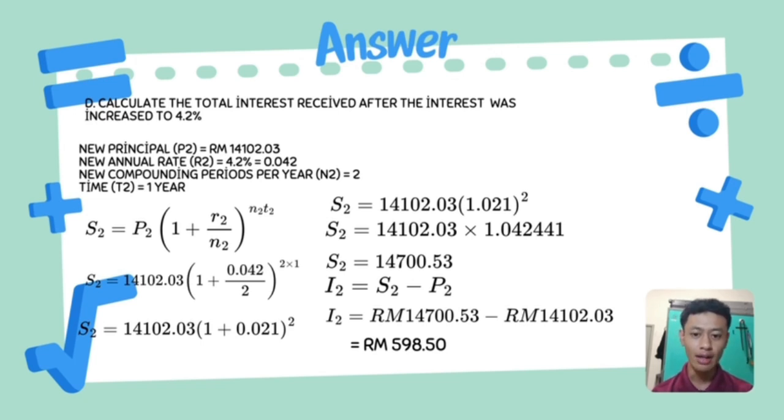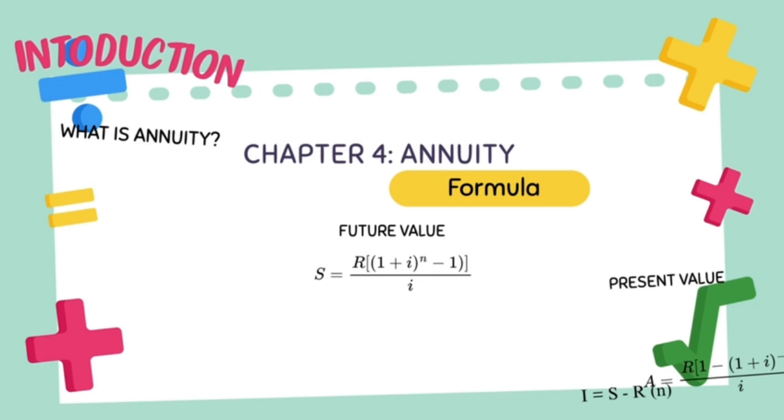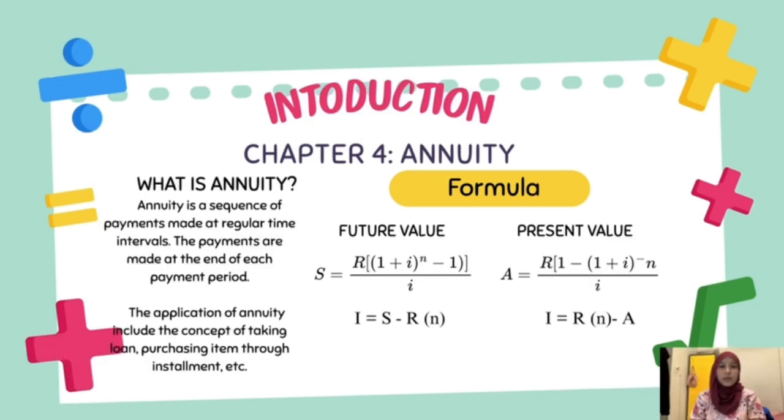Then we calculate the interest, which is the second amount minus the second principal. After inserting it into the formula, we get RM14,700.53 minus RM14,102.03, and we get the new interest, which is RM598.50.